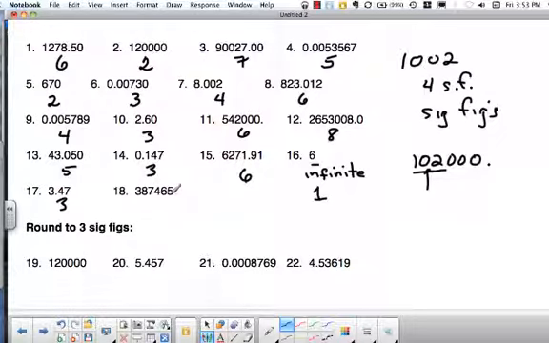All right, now we're going to do some of that rounding that I kind of introduced you to as we were doing the scientific notation. So here I've got the number 120,000. But is it 120,001 and so on?